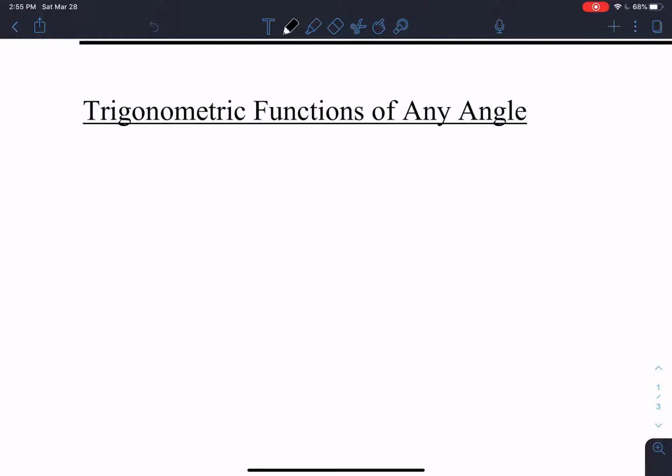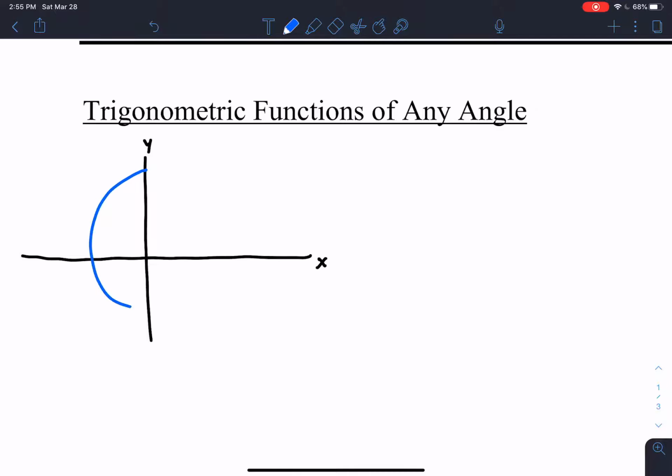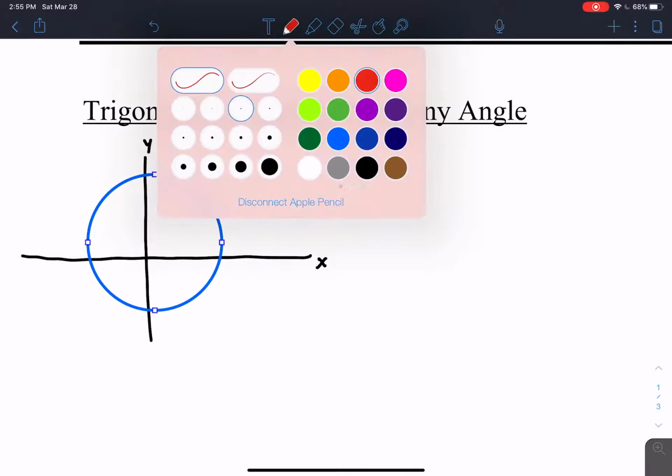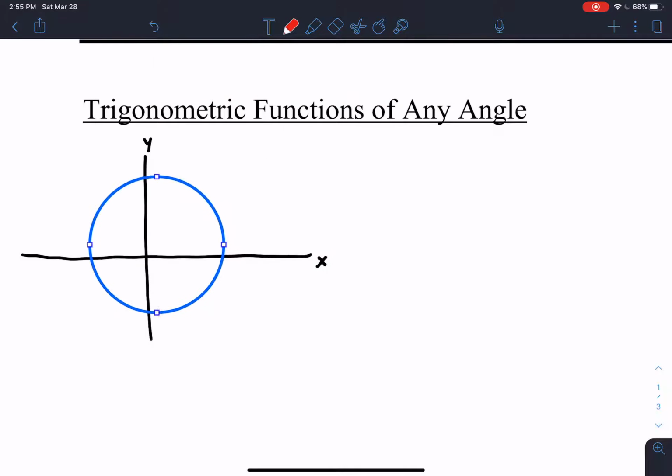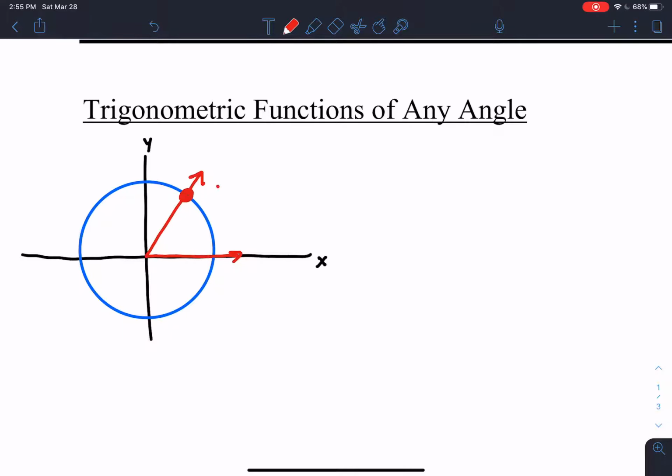So I'm going to just draw out what an angle would look like on the unit circle. I have my x and my y axis, and then I have my circle. And then we were talking about if you have an angle, you have your initial side, you have your terminal side, right? That terminal side goes through a point. We call that x and y, obviously.